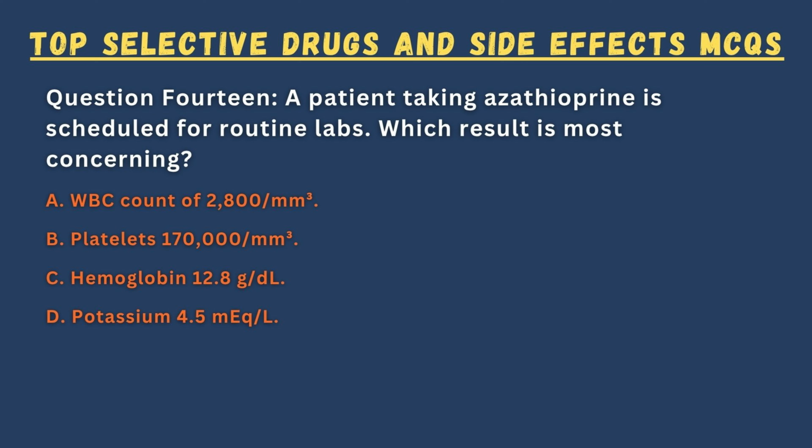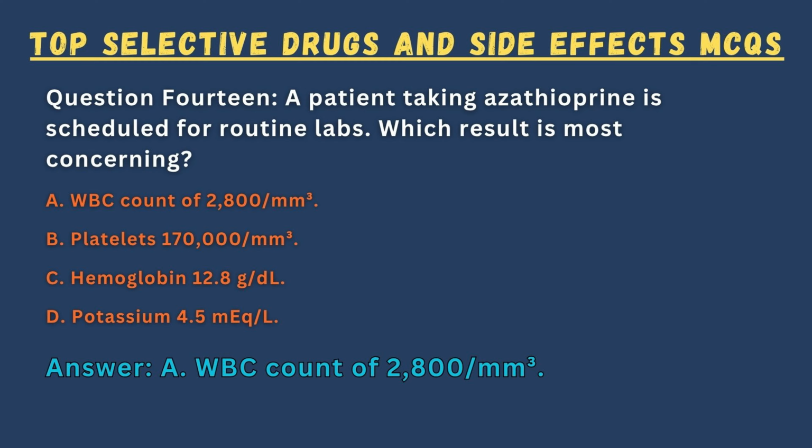Question 14. A patient taking azathioprine is scheduled for routine labs. Which result is most concerning? A. WBC count of 2,800/mm³. B. Platelets 170,000/mm³. C. Hemoglobin 12.8 g/dL. D. Potassium 4.5 milliequivalents/L. Answer: A. WBC count of 2,800/mm³.